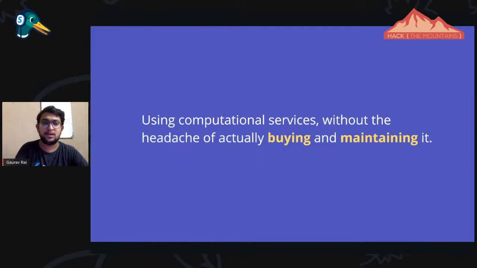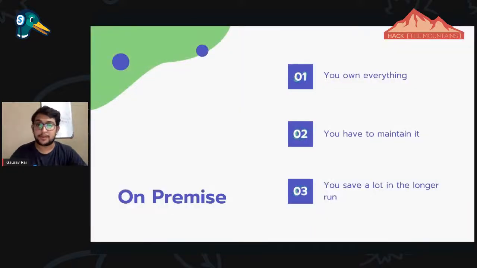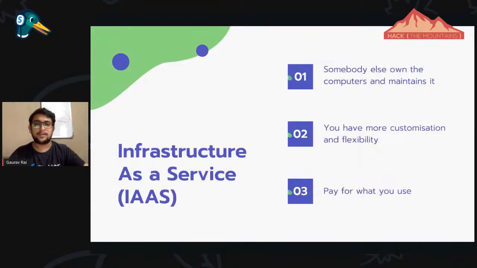So computational services, here you don't have to go through the headache of buying and maintaining it. Then comes on premise. This was the very first way of maintaining all your technology: you own your own computer, you maintain your own network, and you save in the longer run. But companies who are not from a tech background were like, I have to buy my own networks, I have to hire people and make them capable of handling the services, and then developing my own software on top of it is too much of a task. Why not just lease out computers?